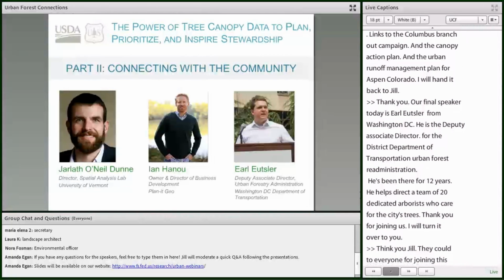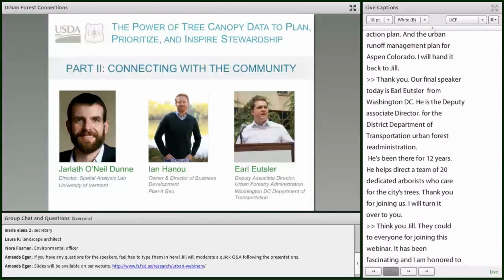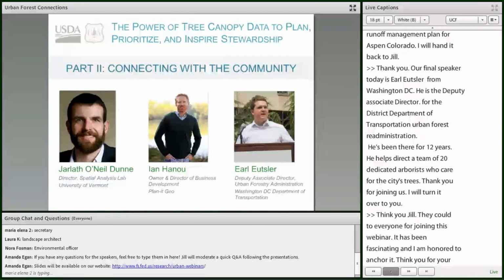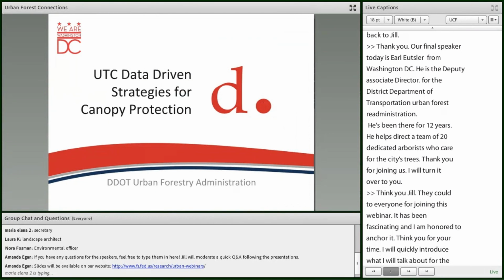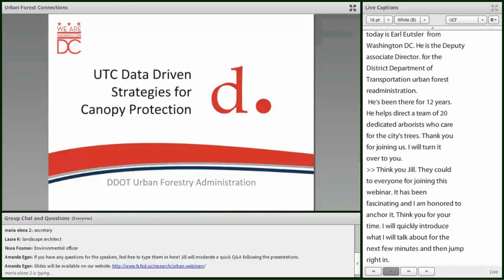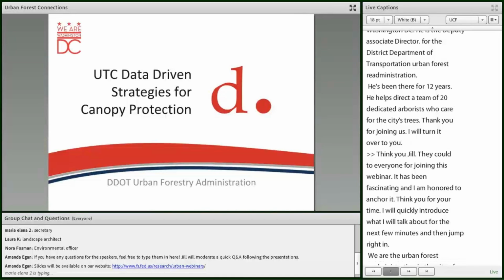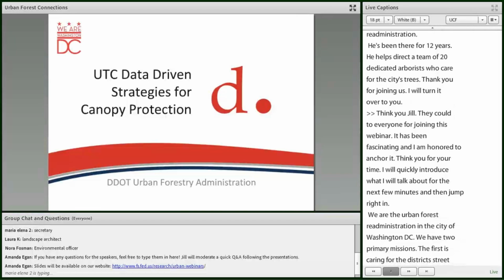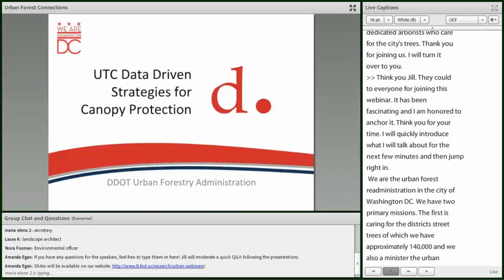So I'll just quickly introduce who UFA is and do a quick overview of what I'm going to talk about for the next few minutes and then jump right into it. We are the Urban Forestry Administration in the city of Washington, D.C., and we have two primary missions. The first is caring for the district's street trees, of which we have approximately 140,000. And we also administer the Urban Forest Preservation Act, which regulates the removal of trees on private property. And what I'm going to do in this presentation is discuss a few of the ways that we've put a range of UTC data to work protecting and enhancing DC's urban forest.